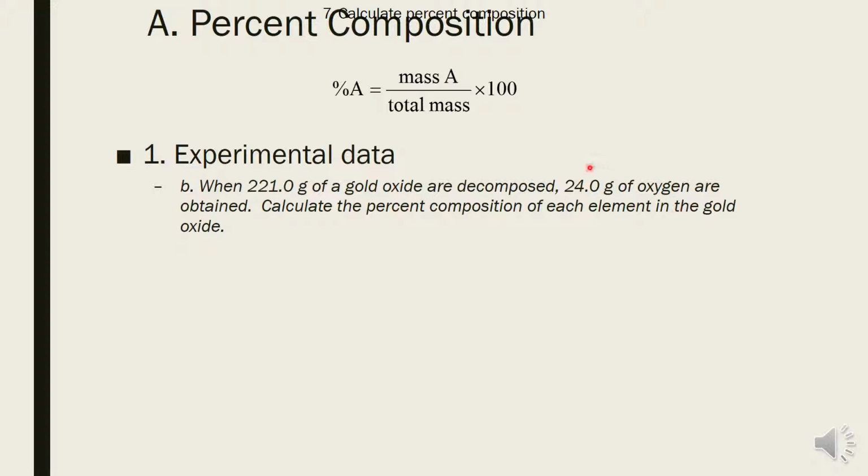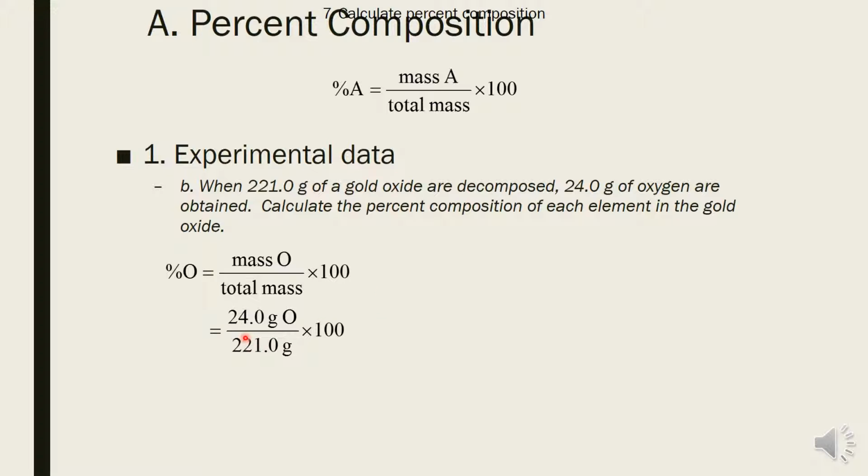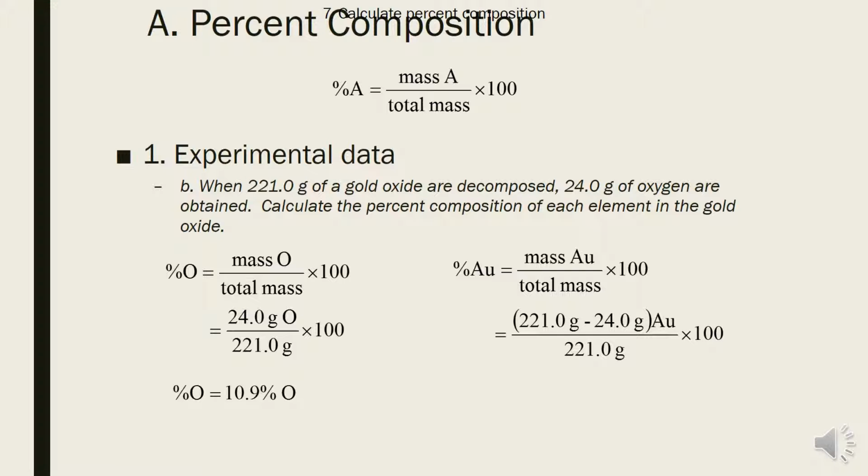We're told that we get 24 grams of oxygen from that. So to find our percent composition of oxygen, we would just take 24 grams of oxygen divided by the total, which is 221, multiply it by 100, and that should give us 10.9%. Now, as far as the gold's concerned, to find the mass of gold, it would just be the difference between the 221 and the 24. So if you do that, 221 minus 24, what will that give you? 197 grams. If you plug that in and do the division, you should get 89.1% gold.